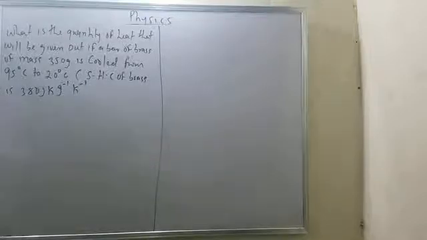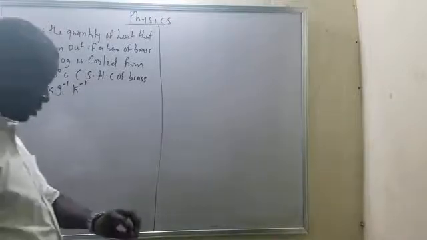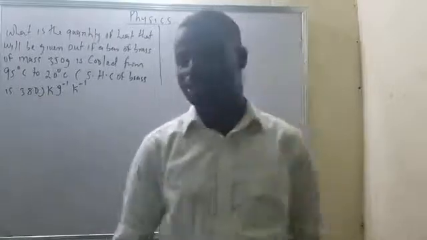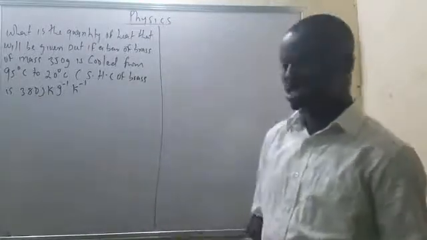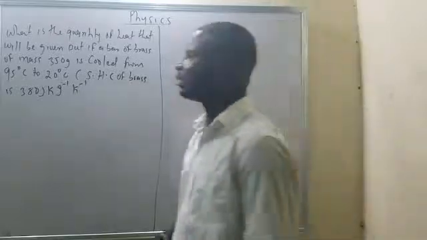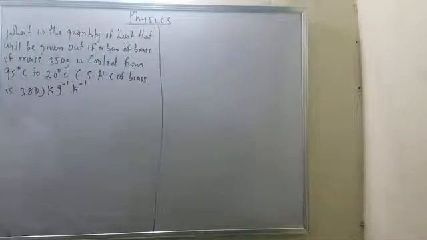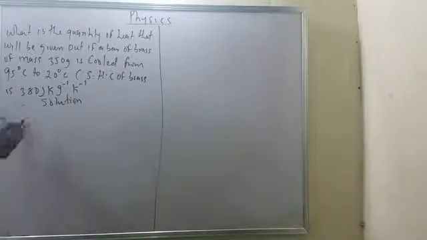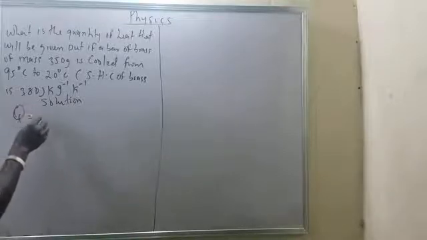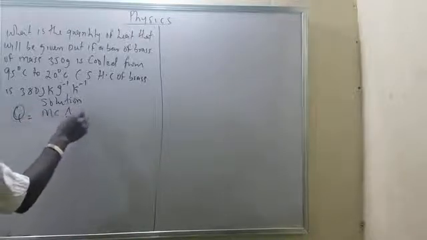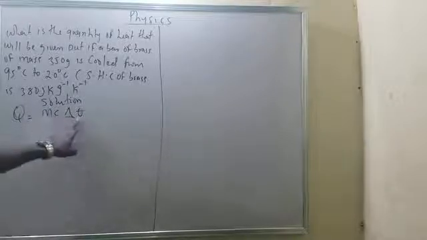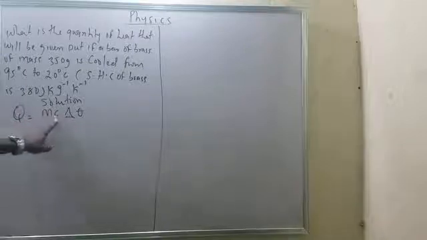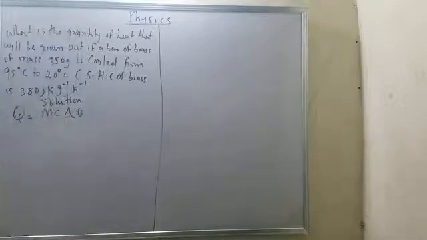Now let's try to work on this problem. I've told you it's a very simple one, which I've explained earlier. Solution is very important. We're now on the point of solving. It means my Q equals MC of change of temperature. I've told you that this is temperature, this is mass, this one is specific heat capacity, and this is quantity of heat.